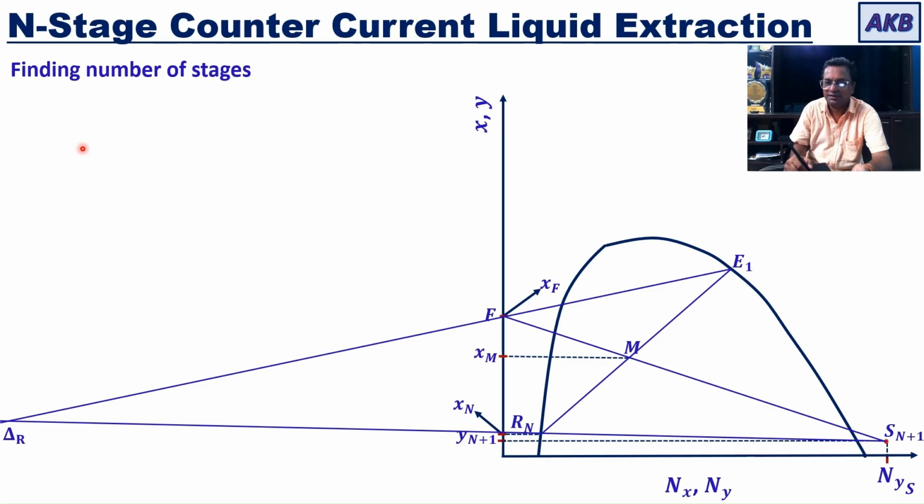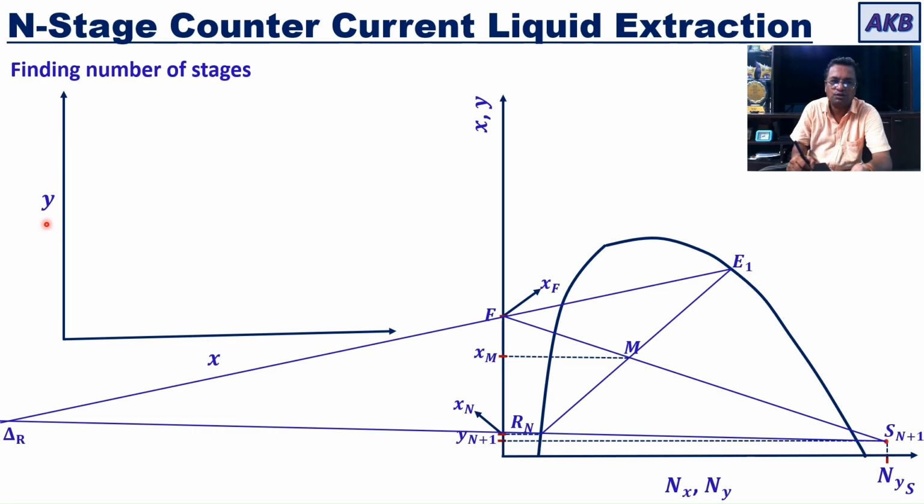Next is the important task. Let us learn how to find the number of stages. For finding the number of stages, we will make use of this ternary diagram. We will also need the distribution diagram. What is the distribution diagram? The distribution diagram is obtained when you plot small x, weight fraction of C in the raffinate, on the x-axis, and small y, weight fraction of C in the extract phase, on the y-axis. You get the distribution curve.